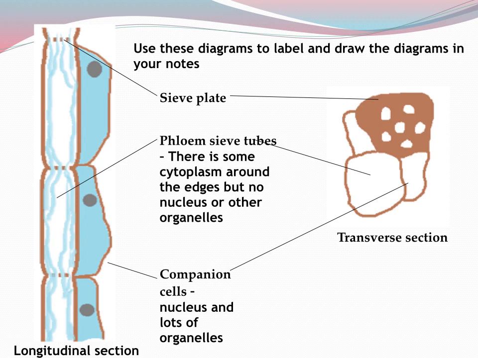Now, you need to use this diagram to draw and label the diagrams in your notes. So notice the sieve plate, the phloem sieve tubes, and how the phloem sieve tubes do have some cytoplasm around the edges, but they do not have any nuclei or other organelles. And the companion cells have nuclei and lots of organelles.